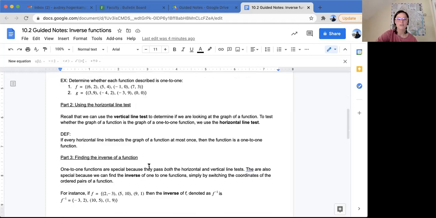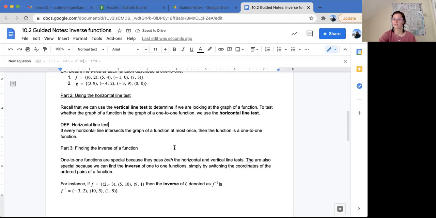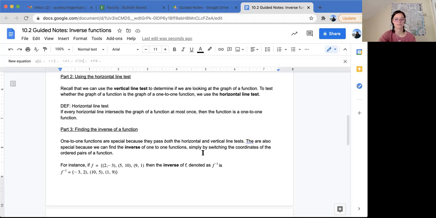The horizontal line test as well is not too bad. Remember that we can use the vertical line test to determine if we're looking at the graph of a function. And to test whether the graph of a function is one-to-one, we use the horizontal line test. If every horizontal line intersects the graph of a function at most once, then the function is a one-to-one function. Let me quickly write out what we were defining there. That is the formal definition of our horizontal line test. And I will leave the math lab problems to ask that because it's really pretty straightforward, just drawing a line.